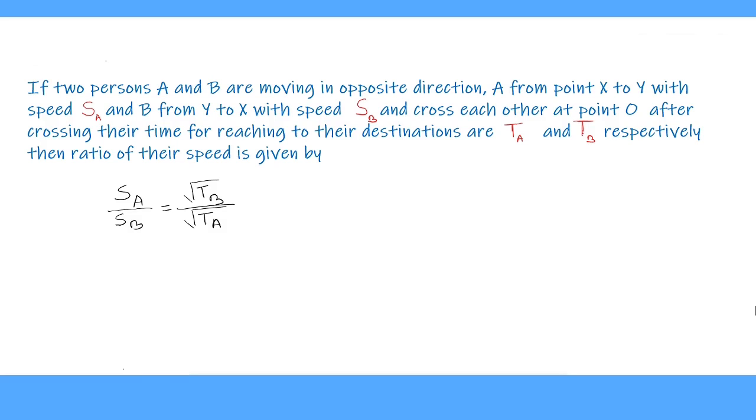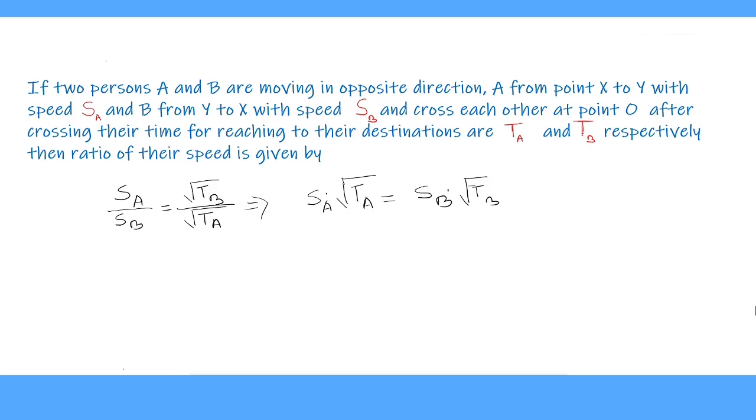When the numerator on the left hand side is speed of A, then the numerator on the right hand side is under root of time of B, not time of A. Or, for memorizing, we can write it like this: speed of A, SA, into under root TA equal to SB into under root TB. This way we can memorize it. So this is the shortcut formula for finding the ratio of their speeds, and if the speed of one is given, we can find the speed of the other.